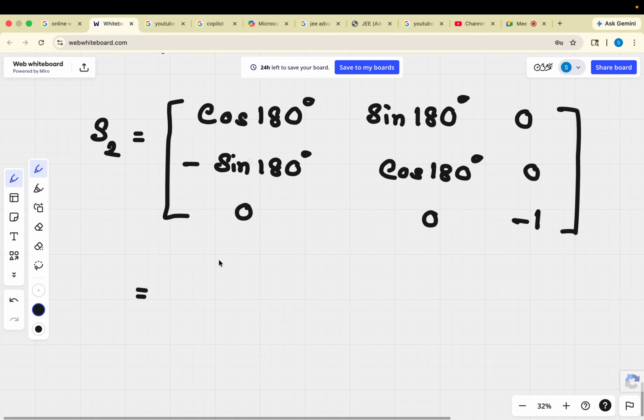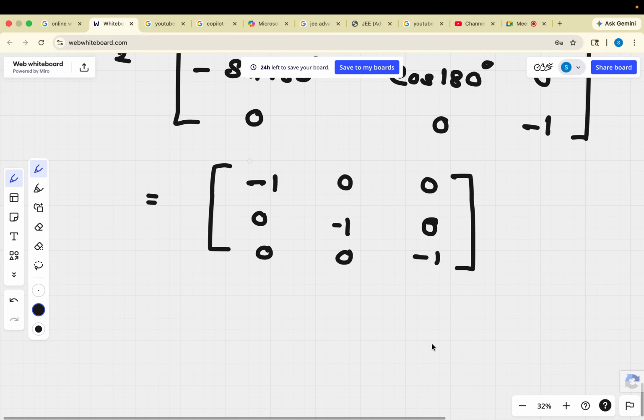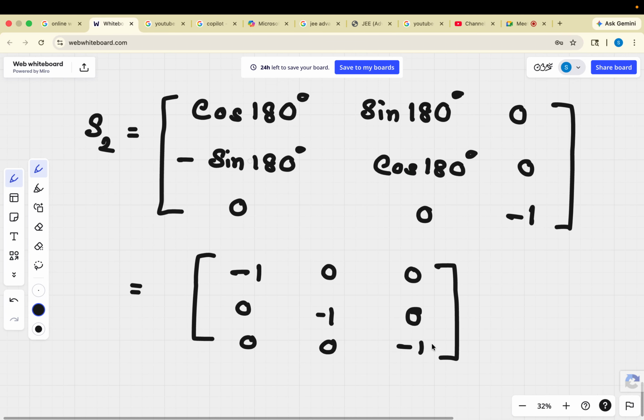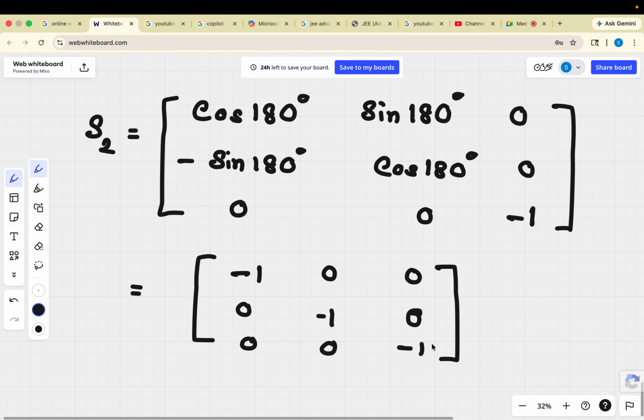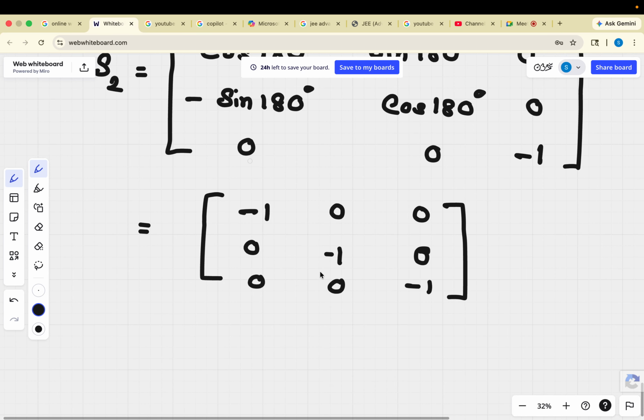So now put the value. Cos 180 value is minus 1, sin 180 value is 0, and this value is 0. Minus sin 180 will be 0, cos 180 will be minus 1, and it will be 0, and last you have 0, 0, minus 1. Did I make some mistake? Minus 1, yes, fine. So basically you see minus 1, 0, 0, 0, minus 1, 0, and 0, 0, minus 1. That is equivalent to what?